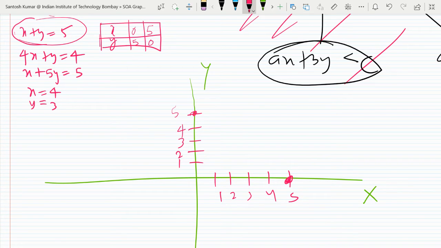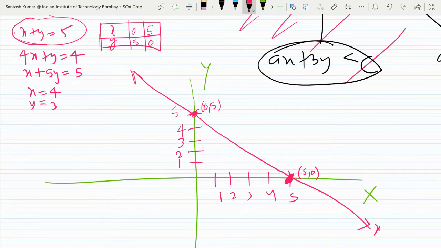So this point is x 5, y 0, and this point is x 0, y 5. Using a scale, you join these 2 points. So we have this line, and the name of this line is x plus y equal to 5. I'm not teaching anything new to you. You already know this. All of you know this.